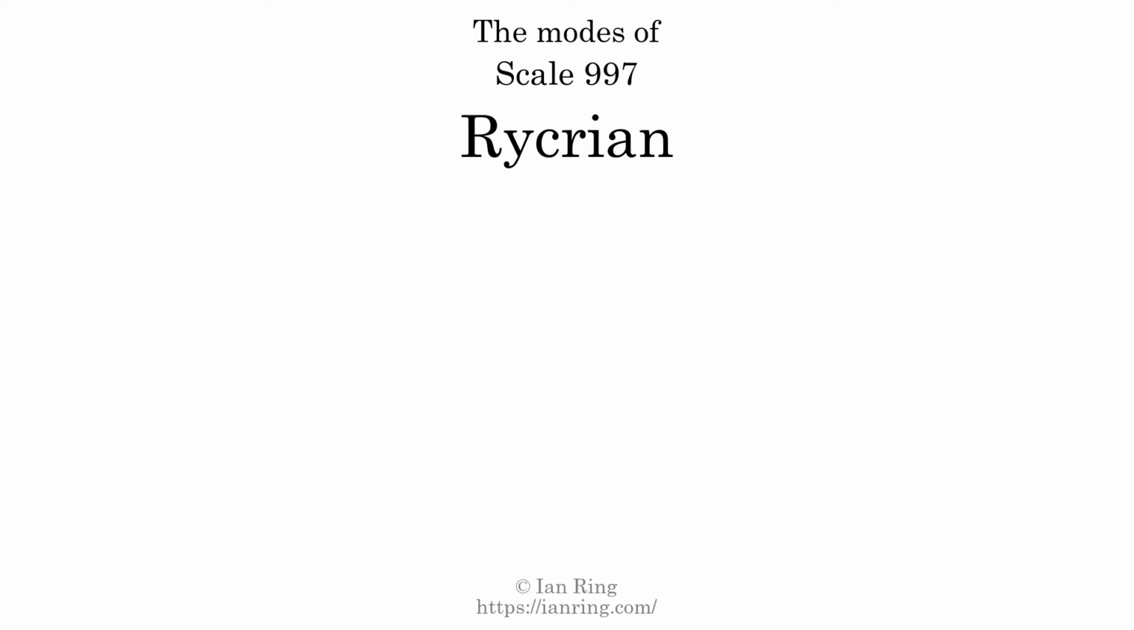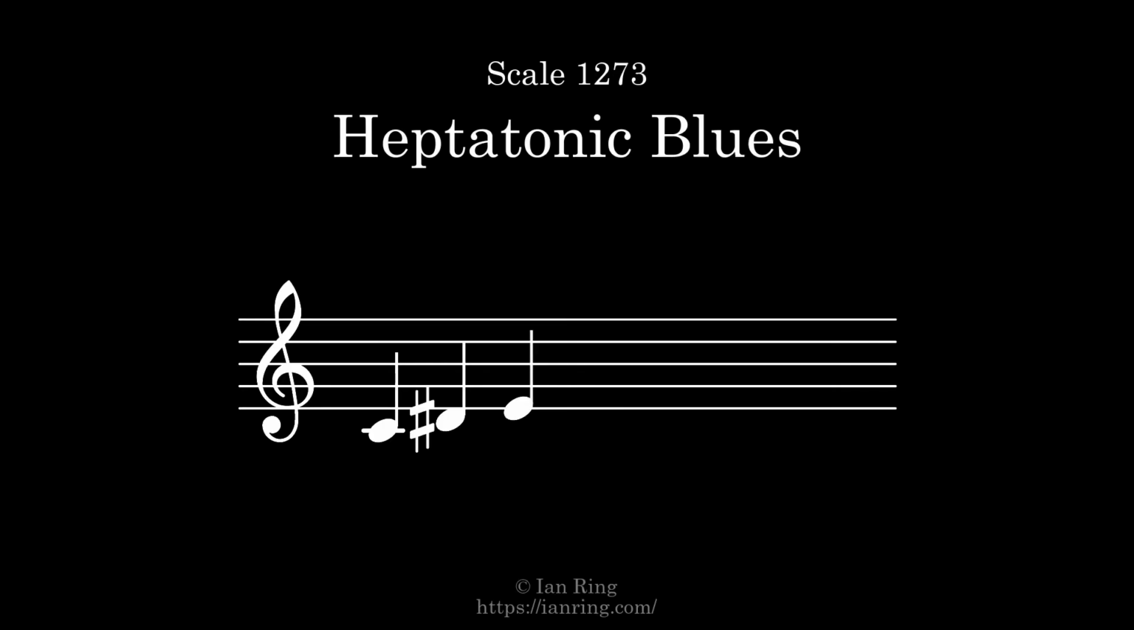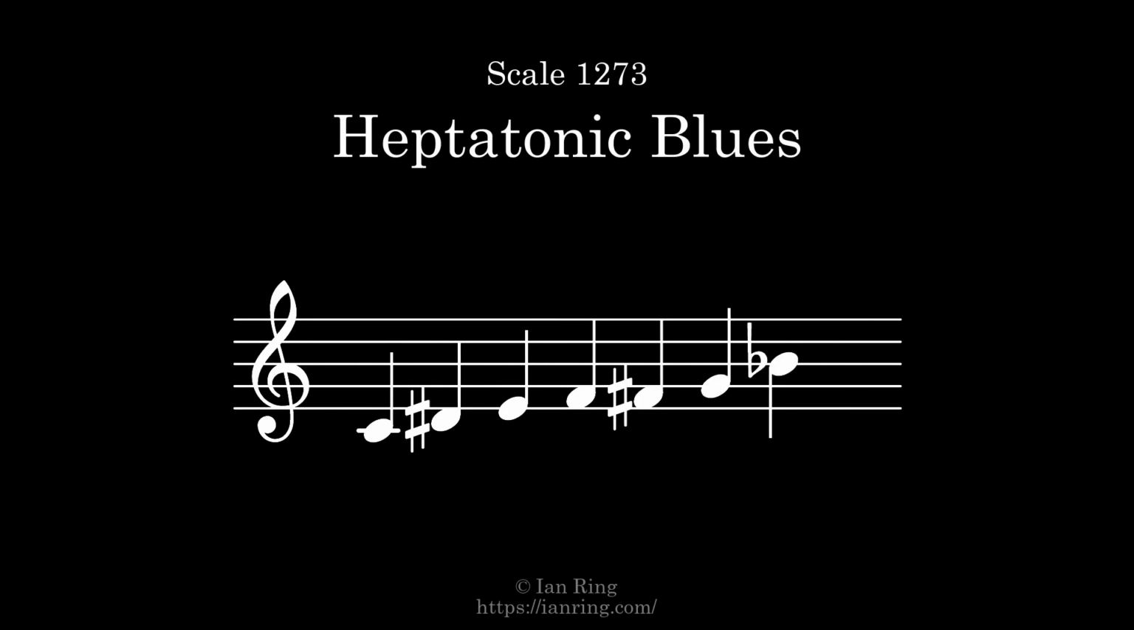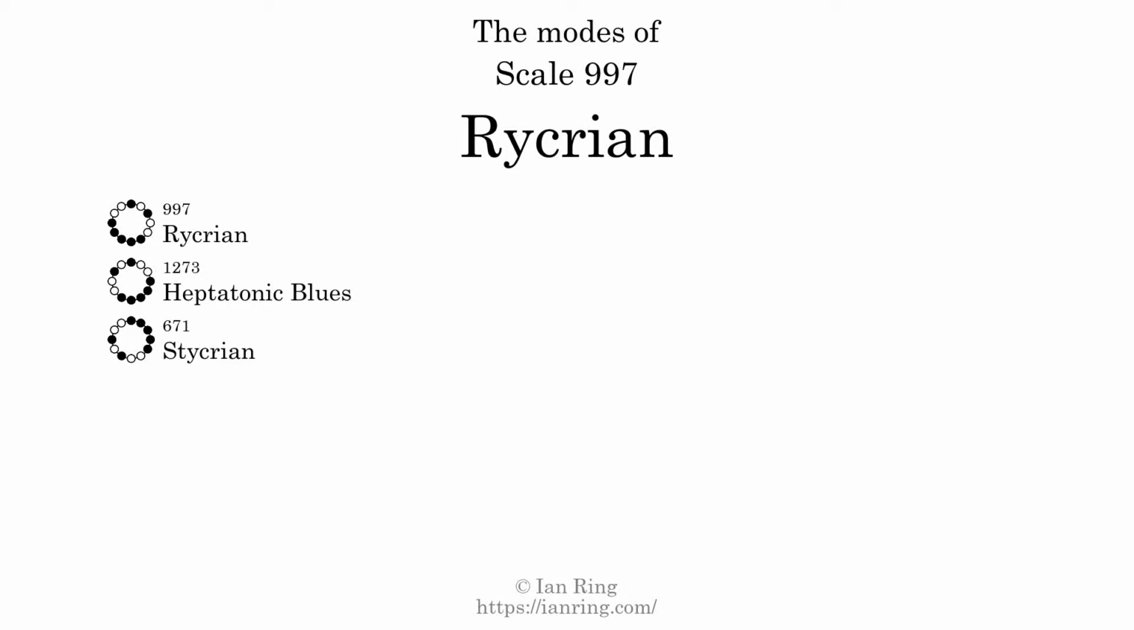This scale has 7 modes. The first mode is itself. The second mode is scale 1273, also known as heptatonic blues. It sounds like this. The third mode is scale 671, also known as Rycrian. It sounds like this.